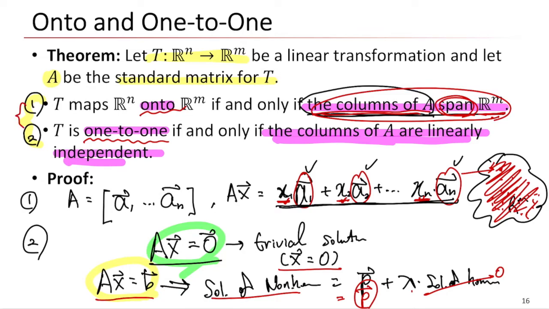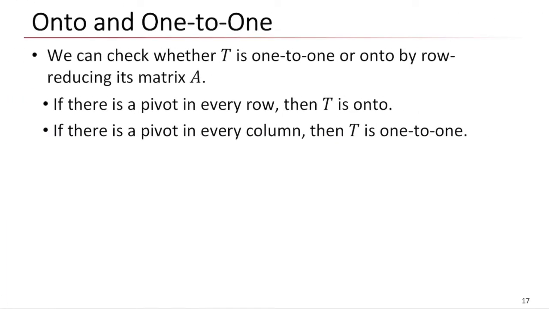Okay, so these are the two sub-theorems. To summarize, we can check whether transformation T is one-to-one or onto by row reducing the matrix A.